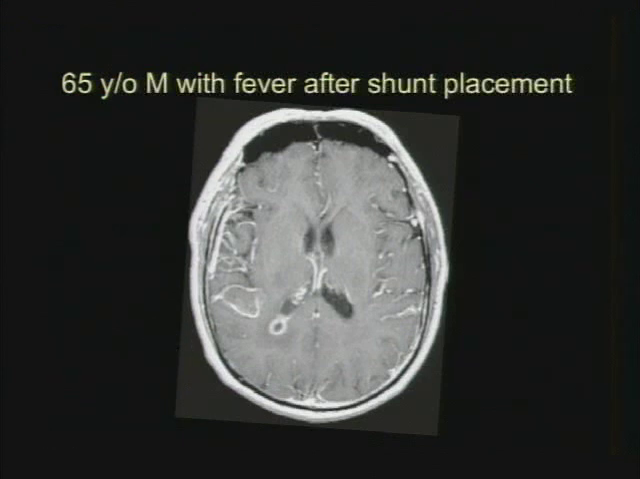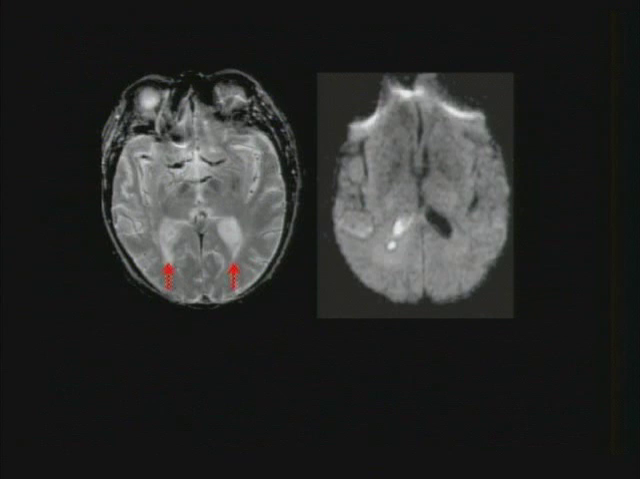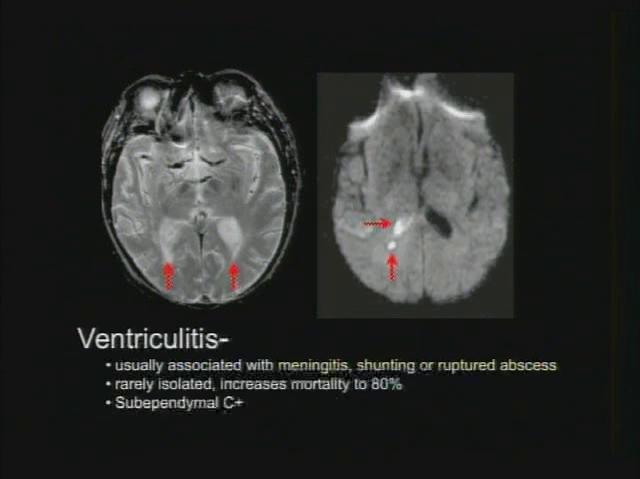And again, you can see a small abscess. This is very close to the ventricle. And if you look close at that ventricle, you can see the signal intensity of the ventricle is different. And there's subependymal enhancement along that ventricle. And then you look at the T2, you can see this abscess has ruptured into the ventricle with debris, which is reduced on diffusion in this patient with ventriculitis. So these are rarely isolated. They're usually associated with meningitis or shunting or a ruptured abscess. But they have really high mortality, up to 80%.